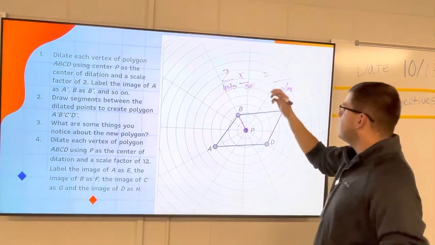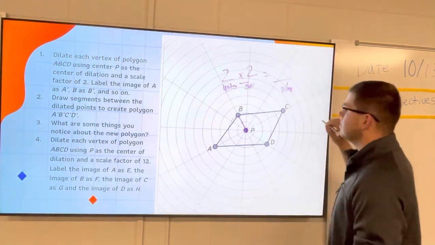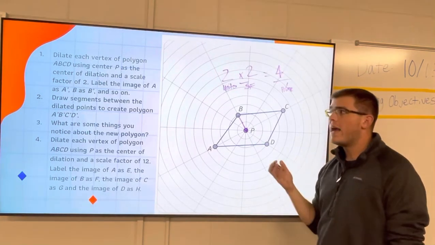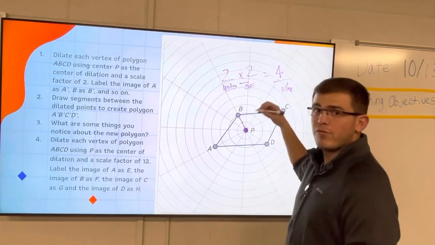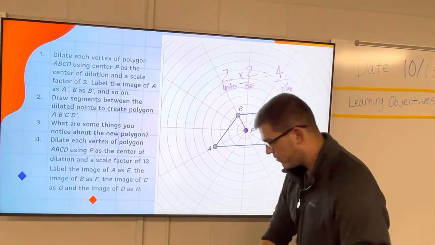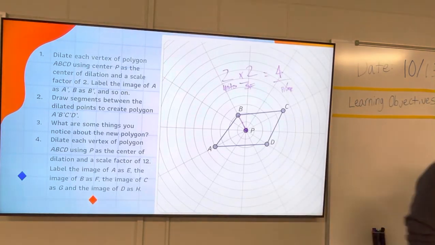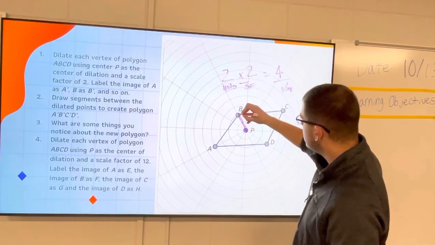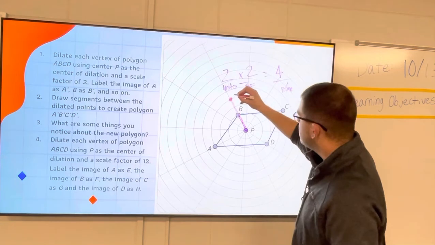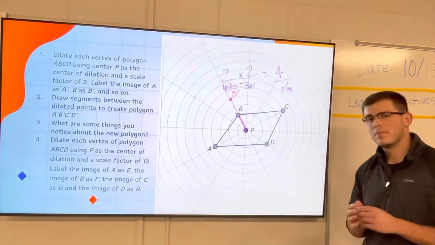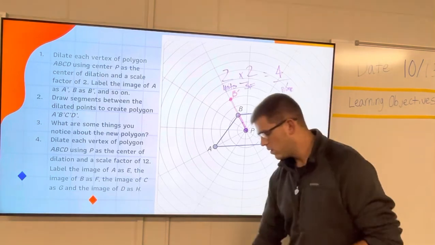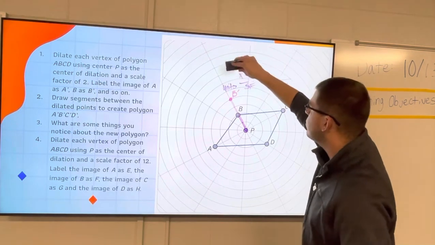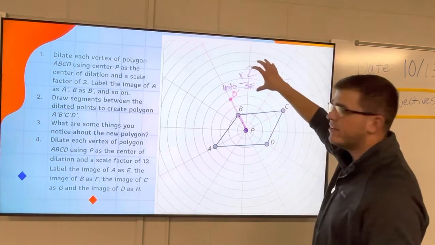Okay, so 2 times 2 is our scale factor. 2 times 2 is 4. So that's where my B prime is going to be, 4 units from the center of dilation. Okay, so I'll draw this in a different color. So on this ray, 1, 2, 3, 4. This is where my B prime is. Okay? So then you can substitute any number in for that number of units away, but the scale factor stays the same.